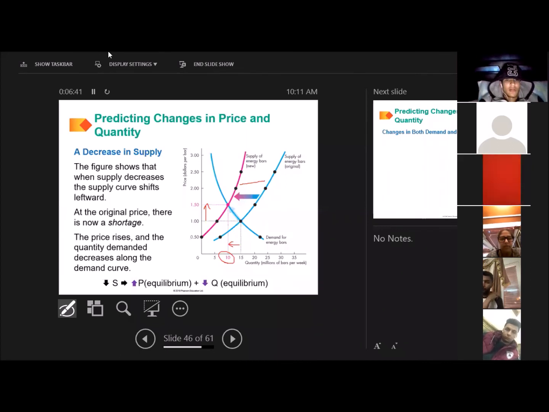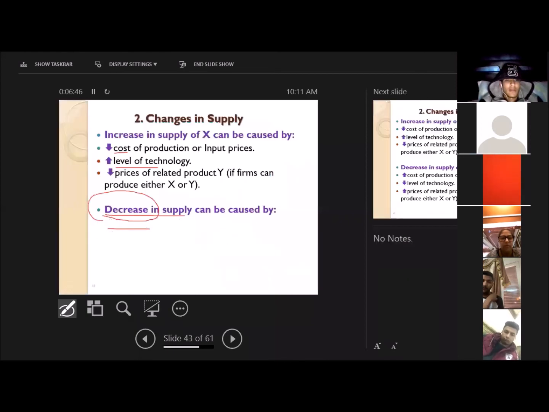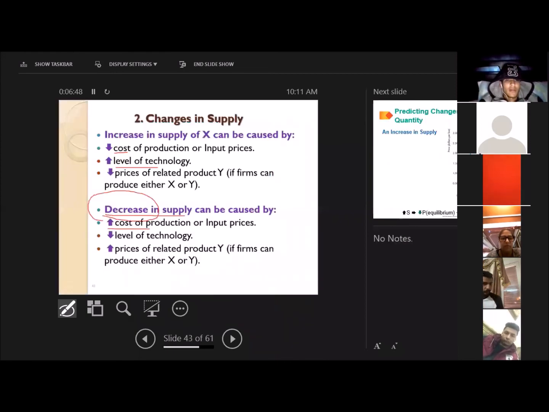The supply curve will shift to the left if any of these factors happen. Here, we have them in one slide. If the cost of production increases, as I said, if the wages of labor increase, let's say the prices of raw materials increase, the price of energy increases.